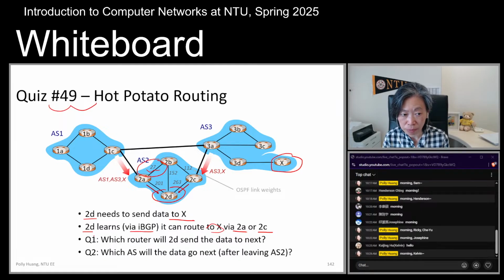Okay, so question. Q1 asks, which router would 2D send the data to next? I'm not asking which of the gateway routers 2D will send data to, because for the internal router, it needs to call the intra-AS routing, right? Let's assume that AS2 here runs shortest path routing, such as OSPF. Then which immediate router would 2D send the data to next? And Q2 asks, which AS will be the next hop in terms of AS hops? Which AS would the data go to next? So once it goes outside of AS2, which AS would it go to next towards destination X?